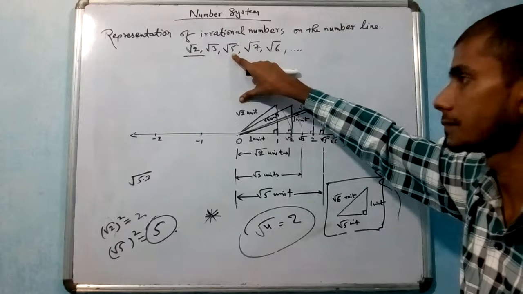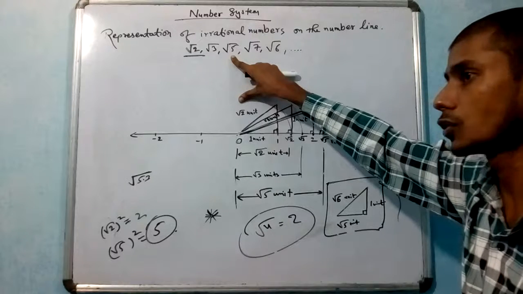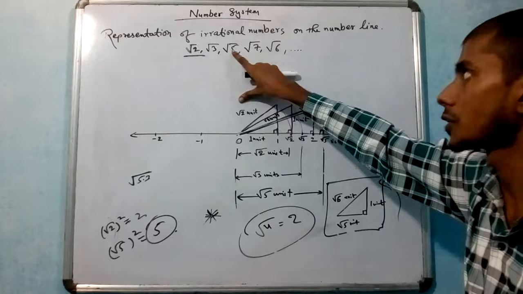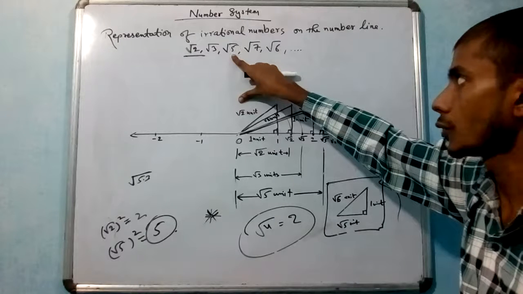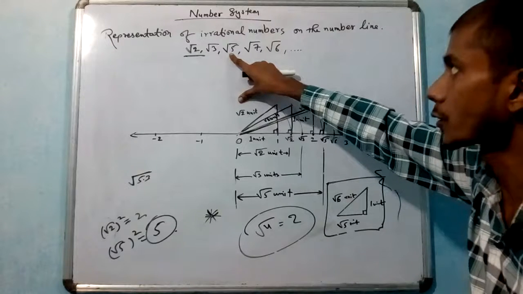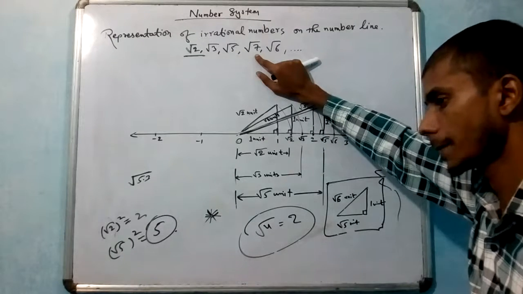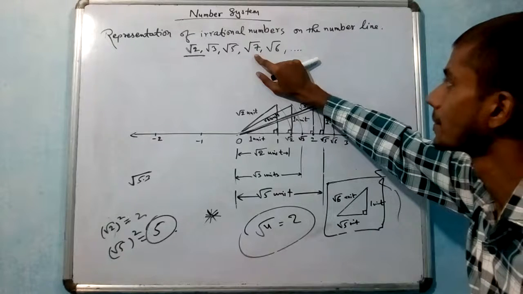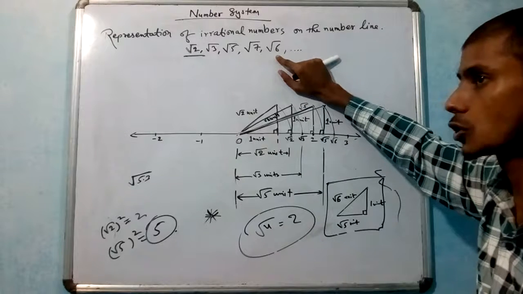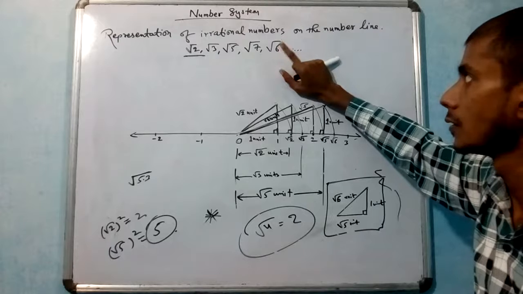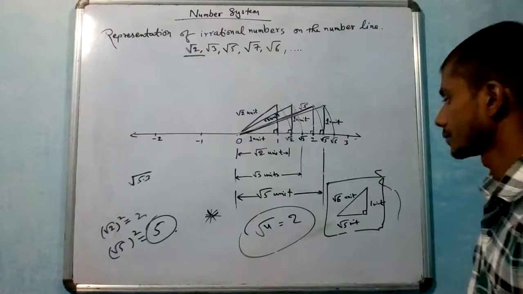Root 4. Why are you late? Root 4, and what is root 4? Root 4 is how much? Square root of 4, 2. So the base should be 2 in this case. Okay. Now for root 7, how much should be the base? For root 6, the base should be, so easy, no.